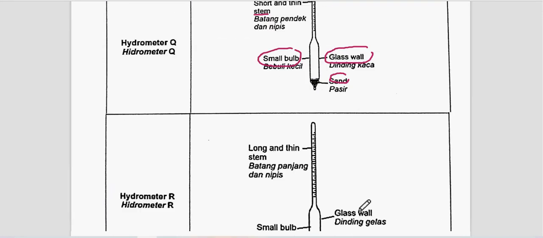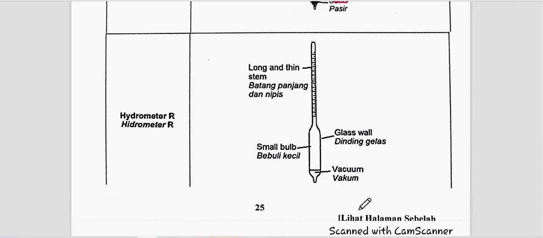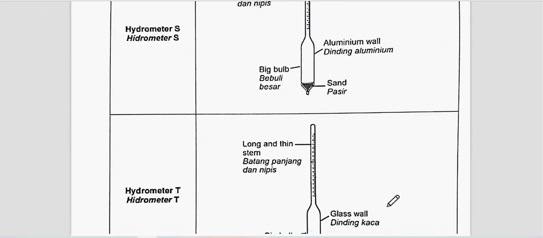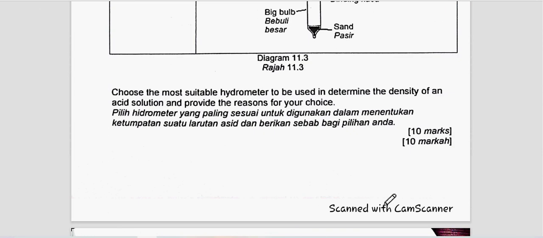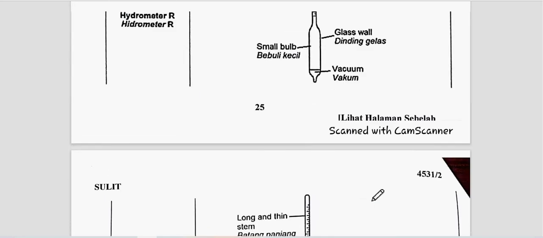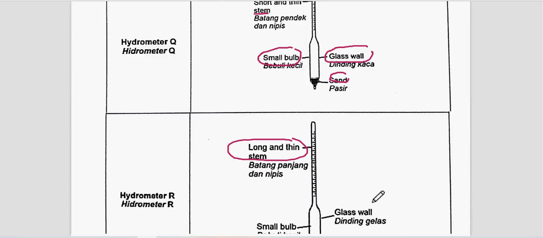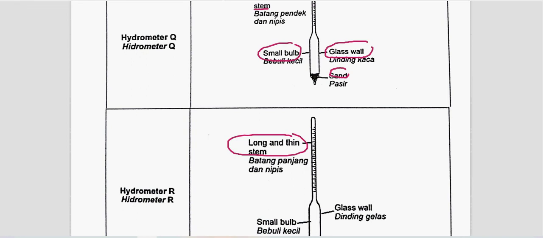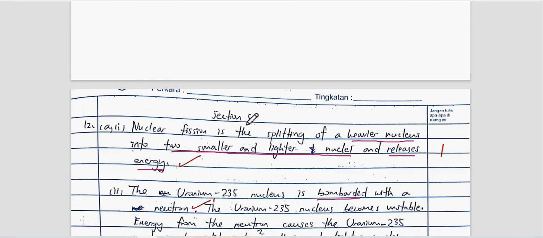Stem is the same, short and thin. Now look at the third hydrometer. Apa beza? Bezanya will be this lah. Long and thin stem. Okay, we look at the question. Choose the most suitable hydrometer to be used to determine the density of acid solution and provide reason for your choice. 10 marks. Okay, again, I suggest you write in table form. Okay, buat jawab dalam table form. Okay, senang nak tick. Cikgu suka.